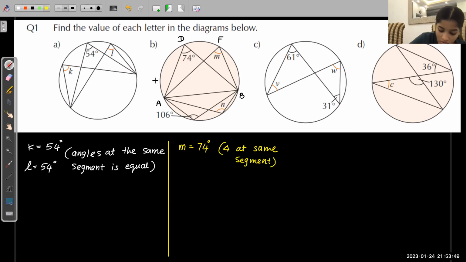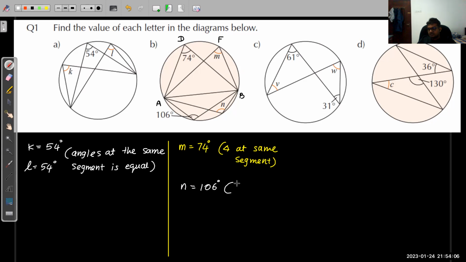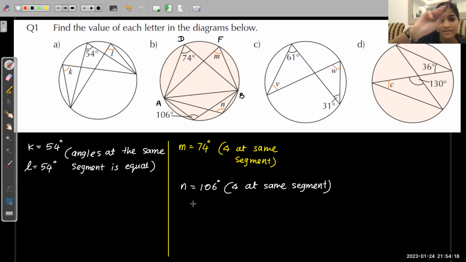Now N. N would be 106. Because that is in the opposite segment, but they are the same. So you can write N equals also 106. I'm not very sure how to draw that circle, the same segment, the B one.